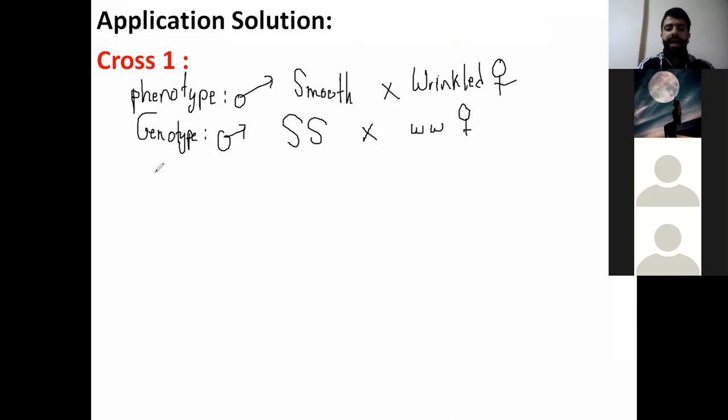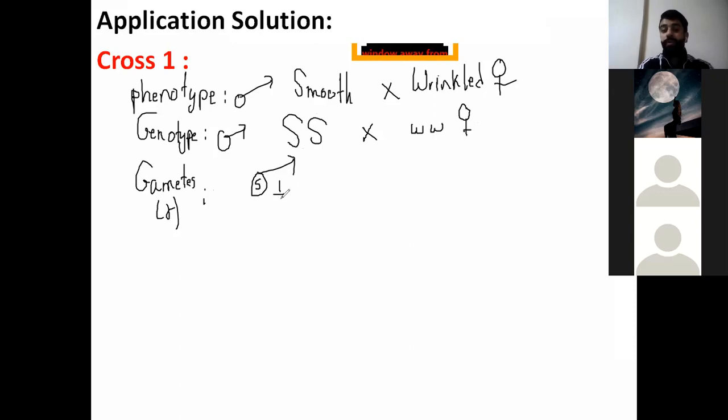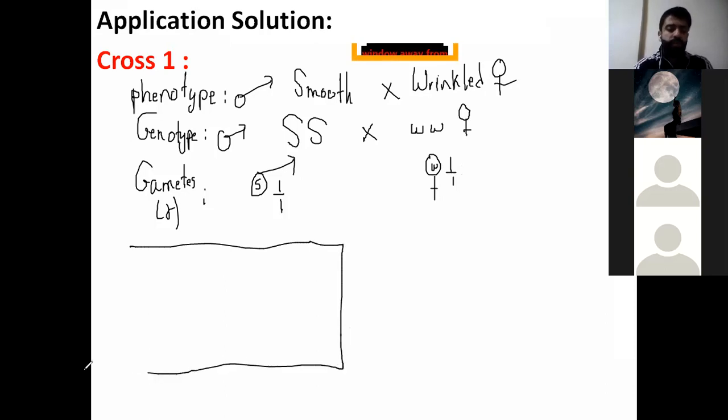Then we move to the third step, which is the gametes. In the gametes, what do we have? We have only one type of gamete, which is the S here. It's 1 over 1, since I'm going to work in proportion in this question. Since they ask you to calculate the proportion, you have to work in proportion. And in WW, we have only one type of gamete, which is the W. It's 1 over 1. So pay attention to this. Whenever they say you have to calculate the proportions or verify the proportion, you have to work in proportion. If they say percentage, you have to work in percentage.